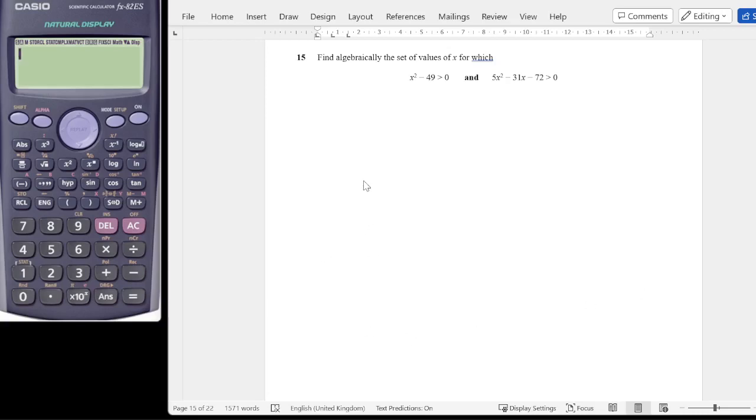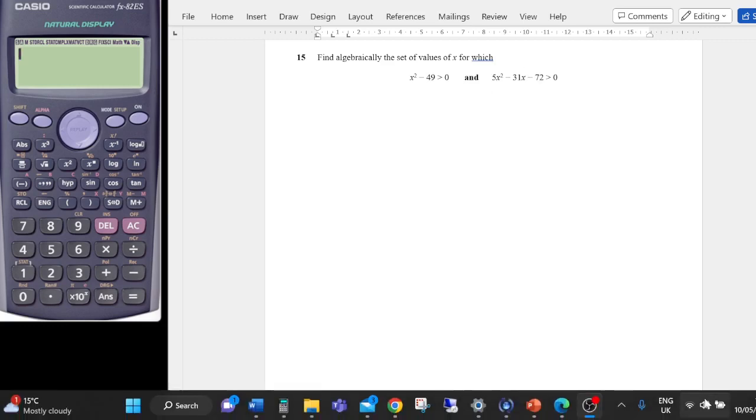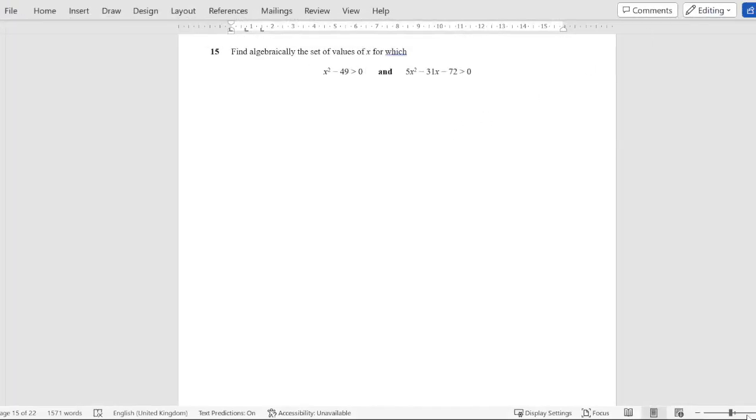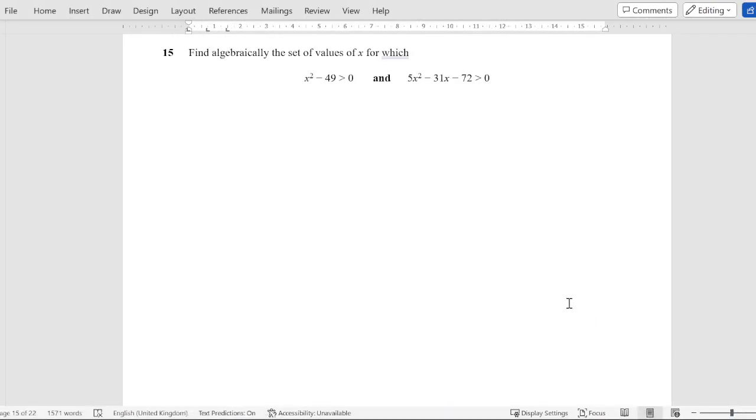Right, question 15. Find algebraically the set of values for x which satisfy two quadratic inequalities. Our method for this, we don't really need the calculator, hopefully anyway. Depends whether we need to use the formula to solve, but I don't think we do. So I'll start with this inequality first.